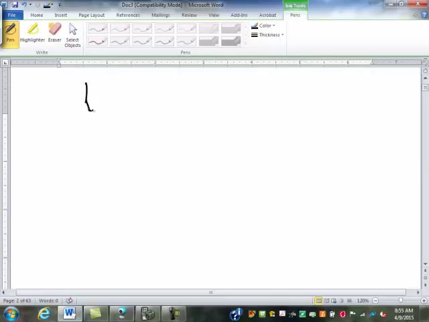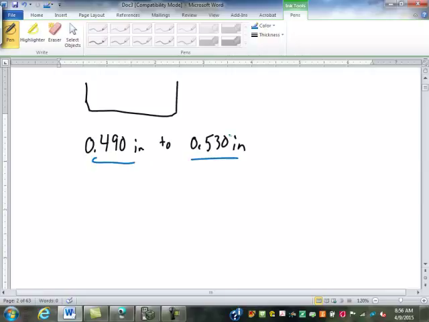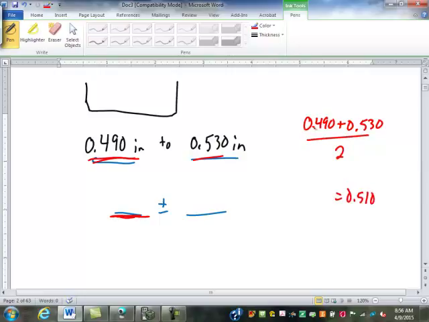What if we have a part that's labeled like that? It's given as a range. This is the minimum value, this is the maximum value. But I want to write it as a number plus or minus. How do I find this first number, the desired or ideal value? That's going to be right between them. So we're just going to average them: add them together, 0.490 plus 0.530, and divide by 2, which will give us 0.510. A bit of advice: when you add these, hit equals first before you divide by 2. Otherwise, your calculator will screw it up.